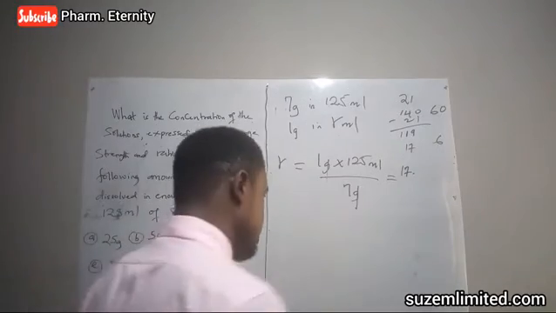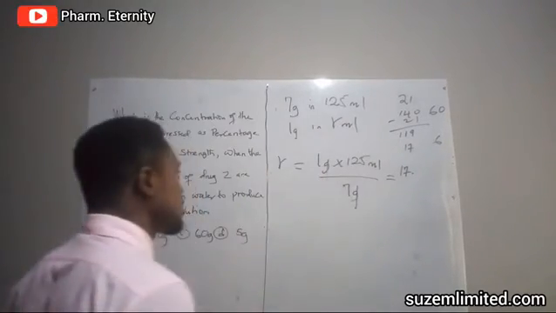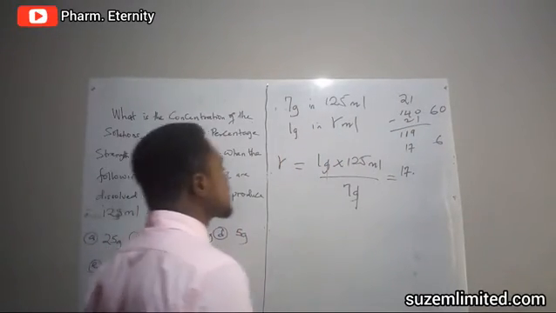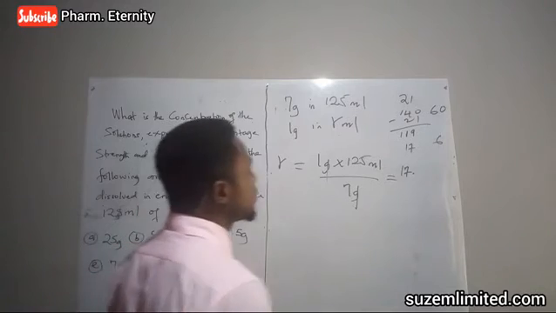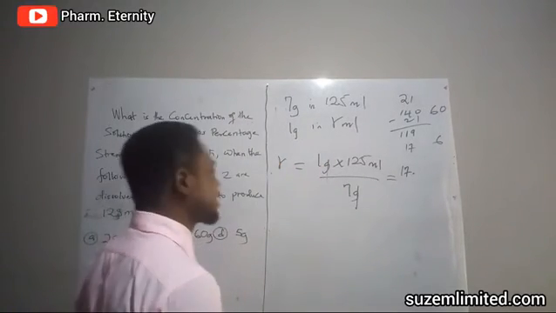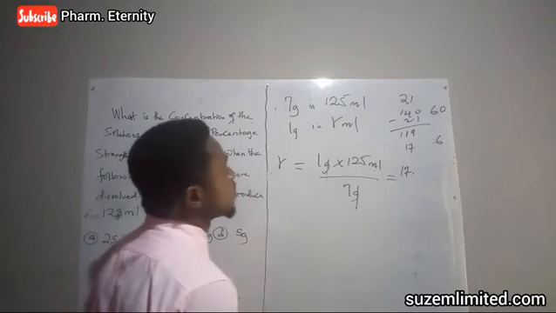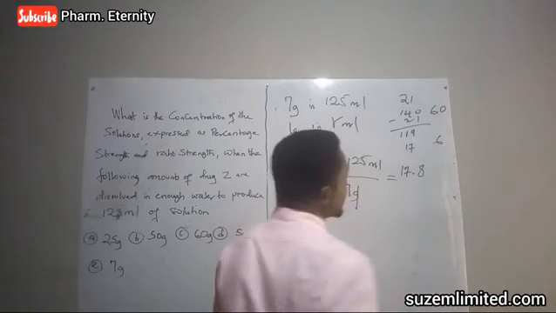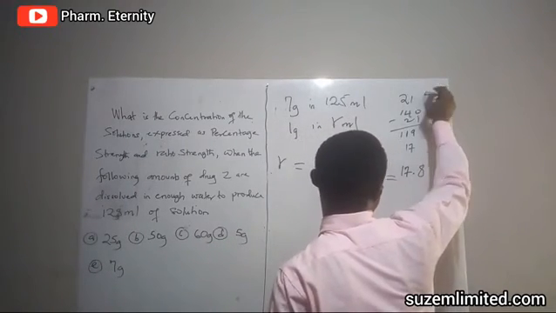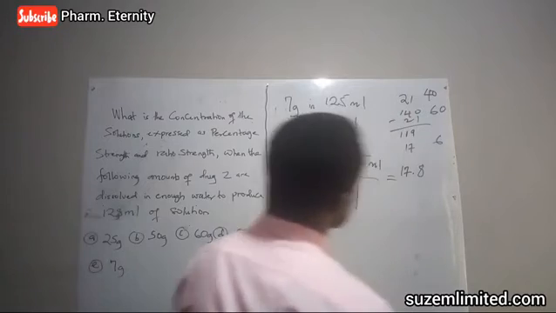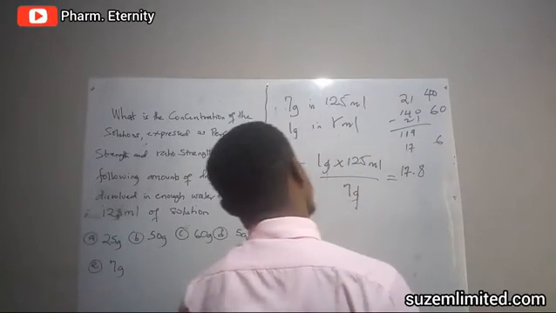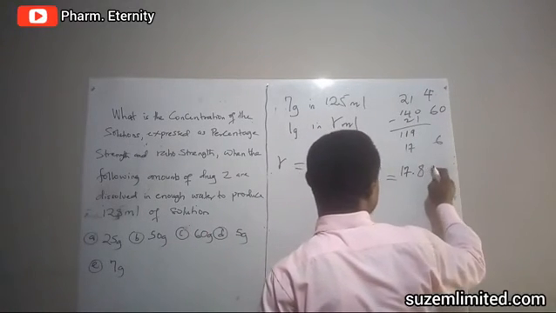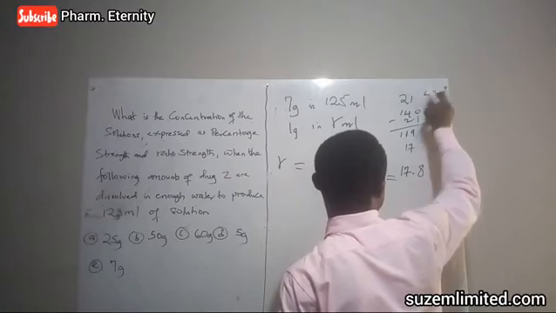7 into 60, what will it give us? 7 times 7 is 49. 7 times 8 is 56. So we have 8 here, remember 4. Add 0 here, it becomes 40.